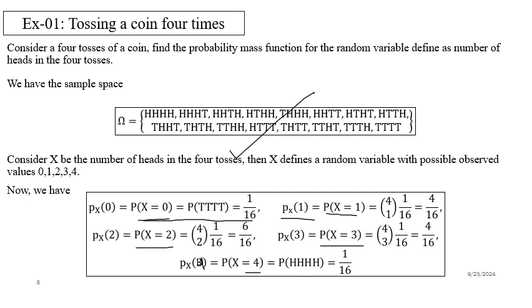So this is the way to compute the probability mass function of a discrete random variable. This is one example, and we will see various specific examples of probability mass function. Any question here till now? Any question?